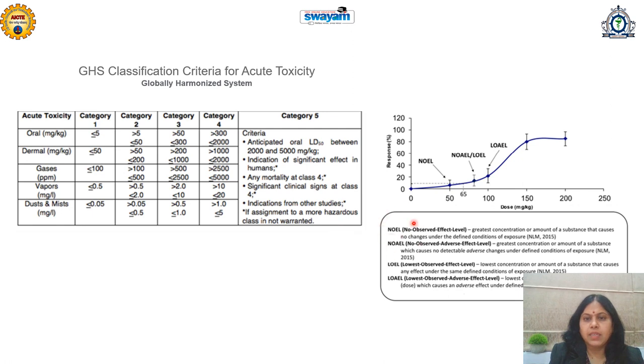Then there is a certain dose determination criteria where the no observed effect level or no observed adverse effect level, and the lowest observed effect level or lowest observed adverse effect level are determined, and these are called NOEL, NOAEL, LOEL, LOAEL. These particular values help us understand exactly which dose of that medicinal plant extract or preparation shows the efficacy, or shows the adverse effect, or shows the toxicity.